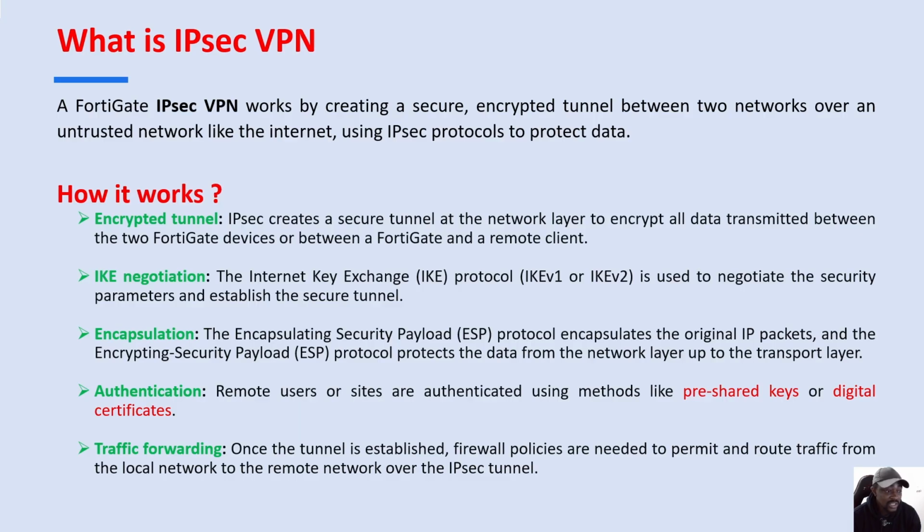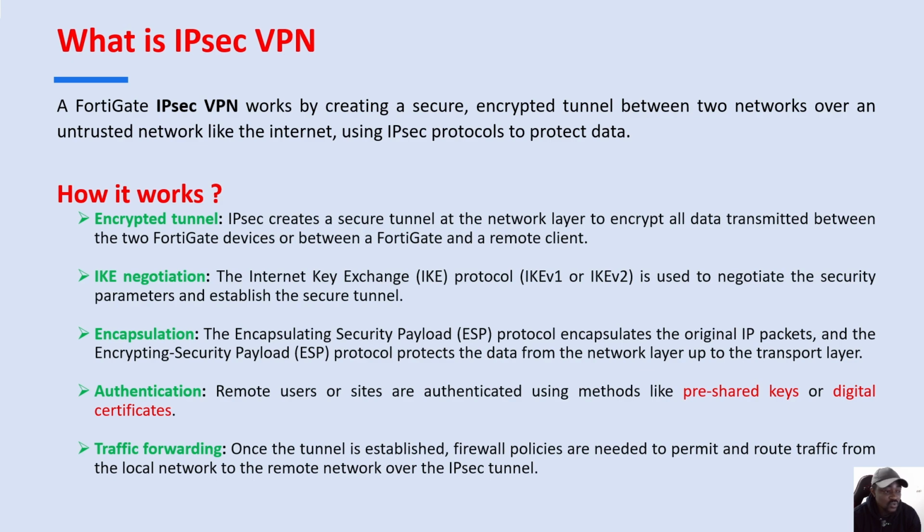So a negotiation phase will occur. We have two negotiation phases, phase one and phase two. During the negotiation phases, the two sides are going to negotiate the security parameters that will be used to establish the secure tunnel. Once that is done, the encapsulation will follow. Some security parameters and some data will be exchanged mainly during phase one. We'll discuss this in the next slide.